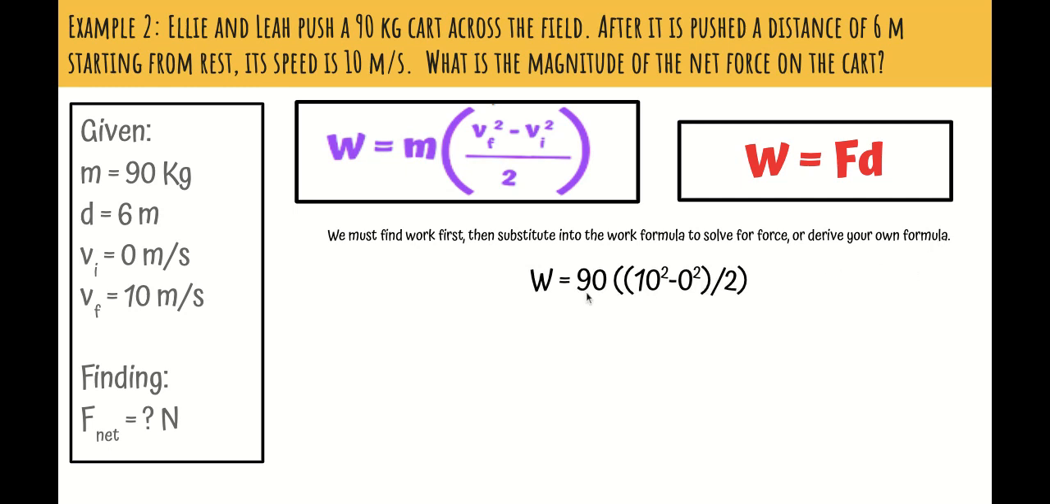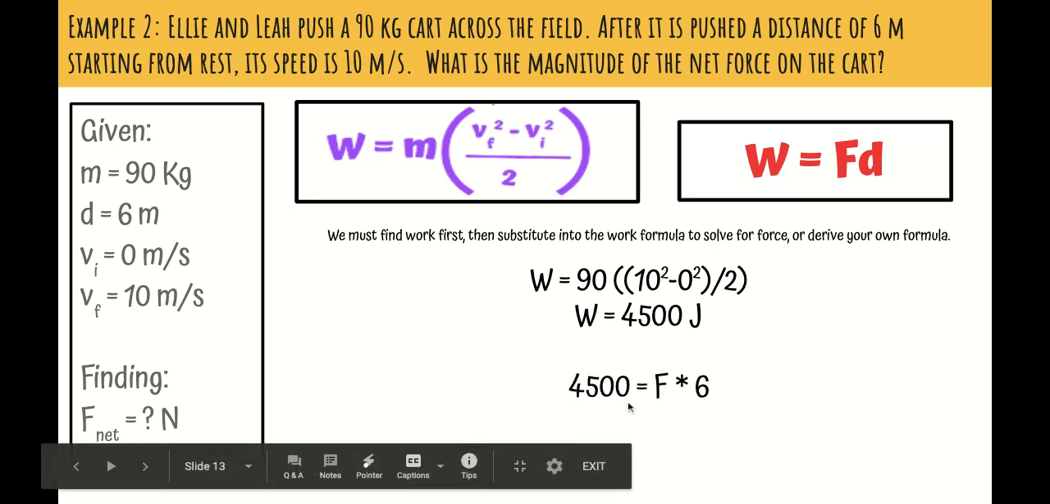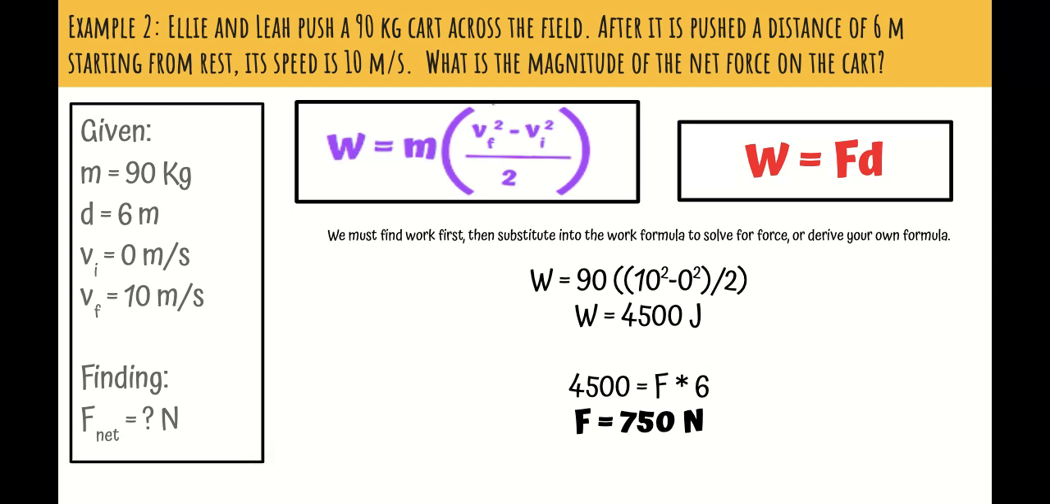So we're going to substitute in the mass, which is in kilograms. We're going to have that multiplied with the final velocity squared minus the initial velocity squared, all divided by 2. That gives us work of 4,500 joules. Now we can substitute 4,500 joules of work into the red formula, set that equal to the force times the distance, which is 6 meters, to solve for an overall force of 750 newtons being applied.